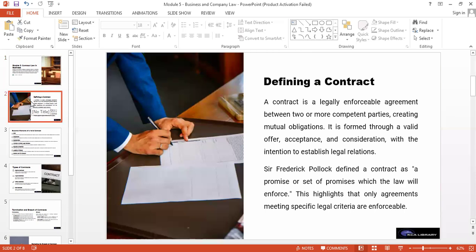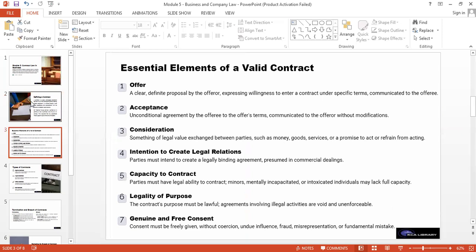A contract, just like I said now, is a legally enforceable agreement between two or more competent parties, creating mutual obligation, and it is formed through a valid offer, acceptance, and consideration with the intention to establish legal relations. According to Sir Frederick Pollock, a contract is a promise or set of promises which the law will enforce. And this highlights that only agreements meeting specific legal criteria are enforceable. As such, we have the essential elements of a valid contract, and if these are not in such a contract, it is not considered a contract.